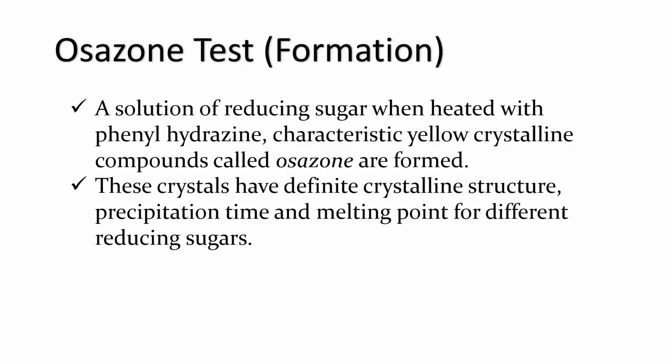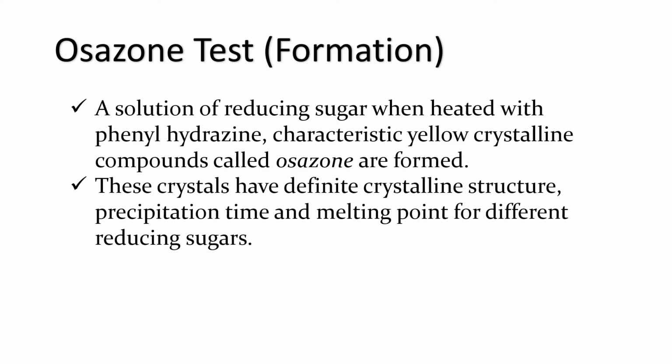Next, or the last test, is the osazone test or the osazone formation. Now, this osazone test is actually the confirmatory test. So, for example, if you're trying to figure out what your unknown solution is, you can proceed right away with doing an osazone test. A solution of reducing sugar, when heated with phenylhydrazine, forms characteristic yellow crystalline compounds called osazone.